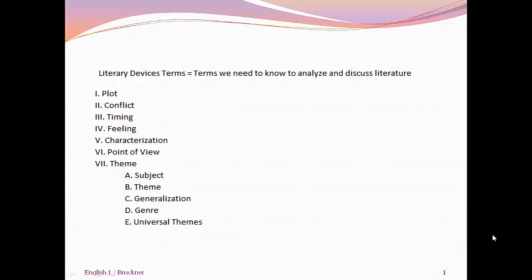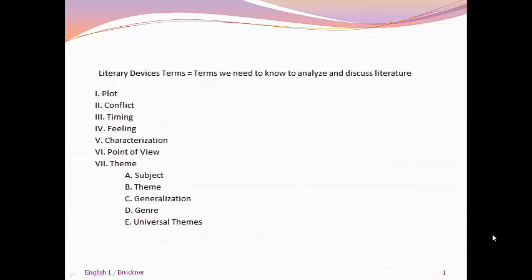Then last week we moved on to theme, and we looked at the subject of a piece of literature, which can be described in one word. The theme for a piece of literature is described in a sentence or two, and it's based on generalizations. We look at a bunch of little things and we make a generalization up to what that's saying about human nature and human condition, and that's our generalization, that's our theme.